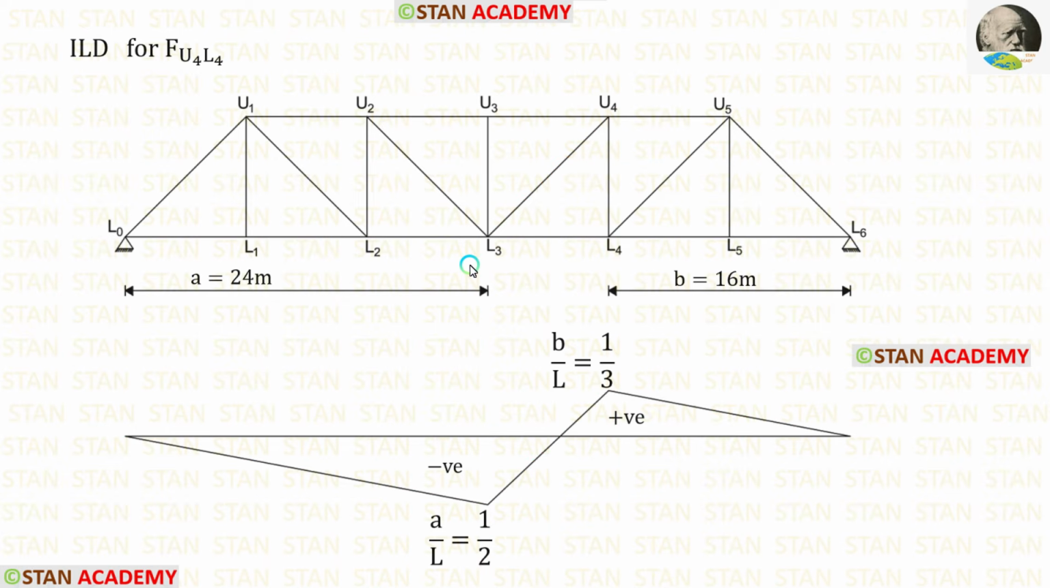Here also we are having two ordinates. For L3, one ordinate, and for L4, we have one ordinate. The formula to find the ordinate under L3 is A upon L. Here A is 24, L is 48. 24 upon 48, we will get 1 by 2. Under L4, the formula for the ordinate is B upon L. Here B is 16, L is 48. 16 by 48, we will get 1 by 3.